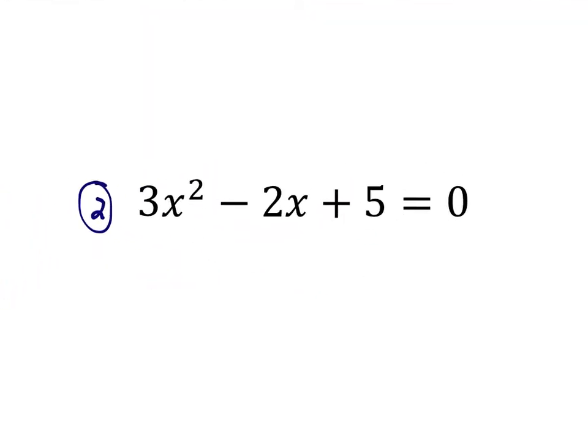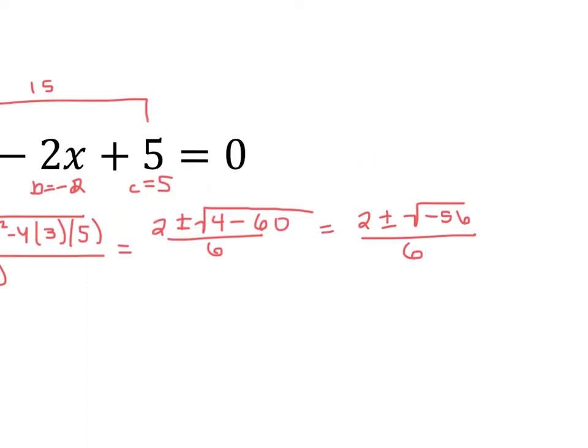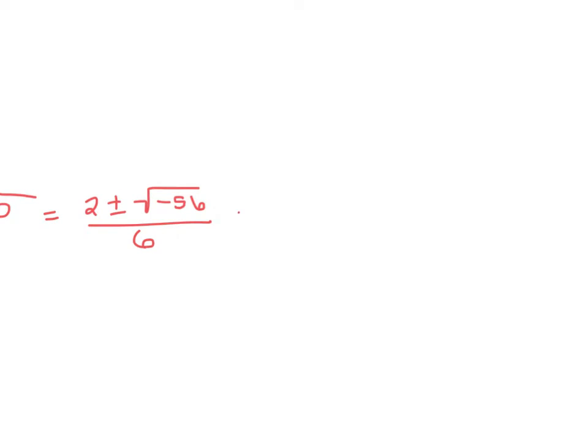Same thing here. First, you try and factor. So 3 times 5, are there factors of 15 that'll multiply to give me 15, but add to give me a -2? So we'll simplify a little more.